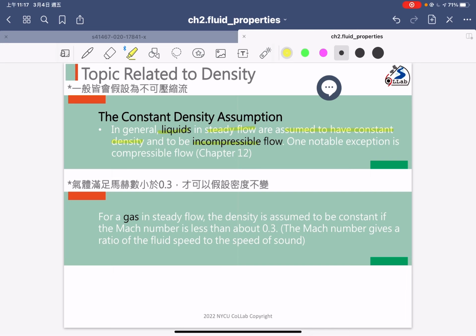Incompressible flow. But there are some notable exceptions. We will talk about the idea in Chapter 12. Okay, so that means for some liquids under some conditions, the material can be compressed. But for normal liquid, it's incompressible flow.